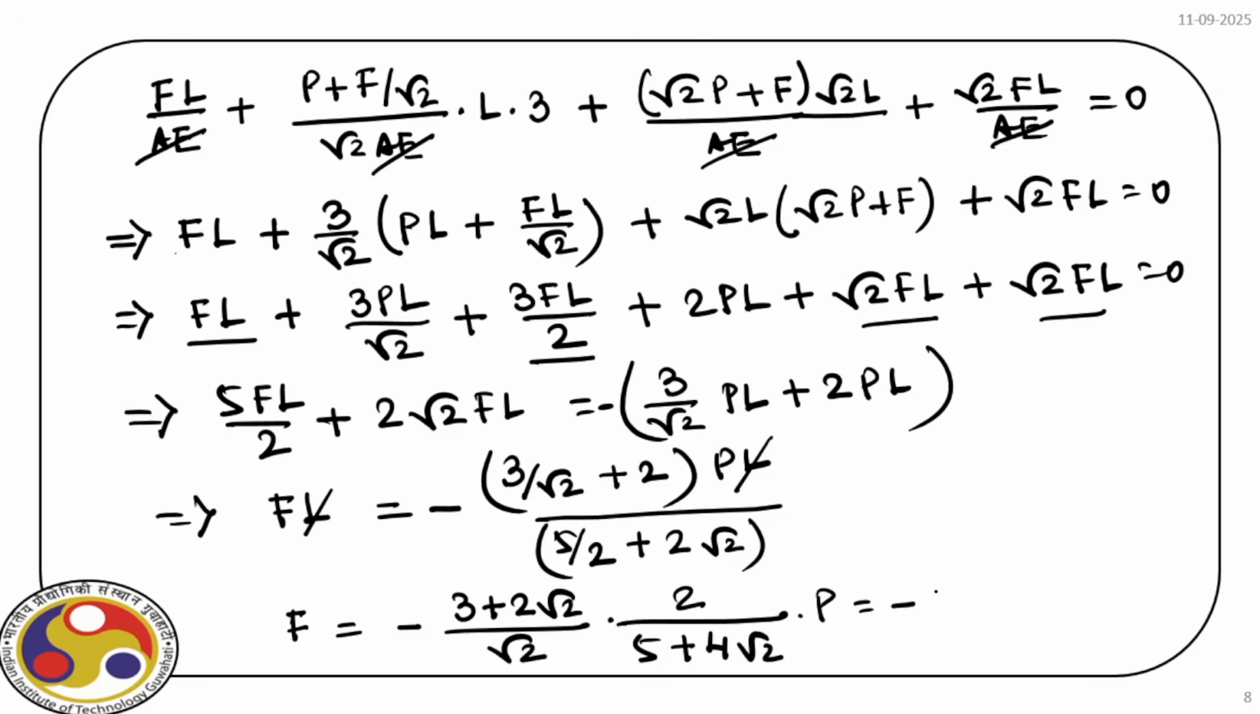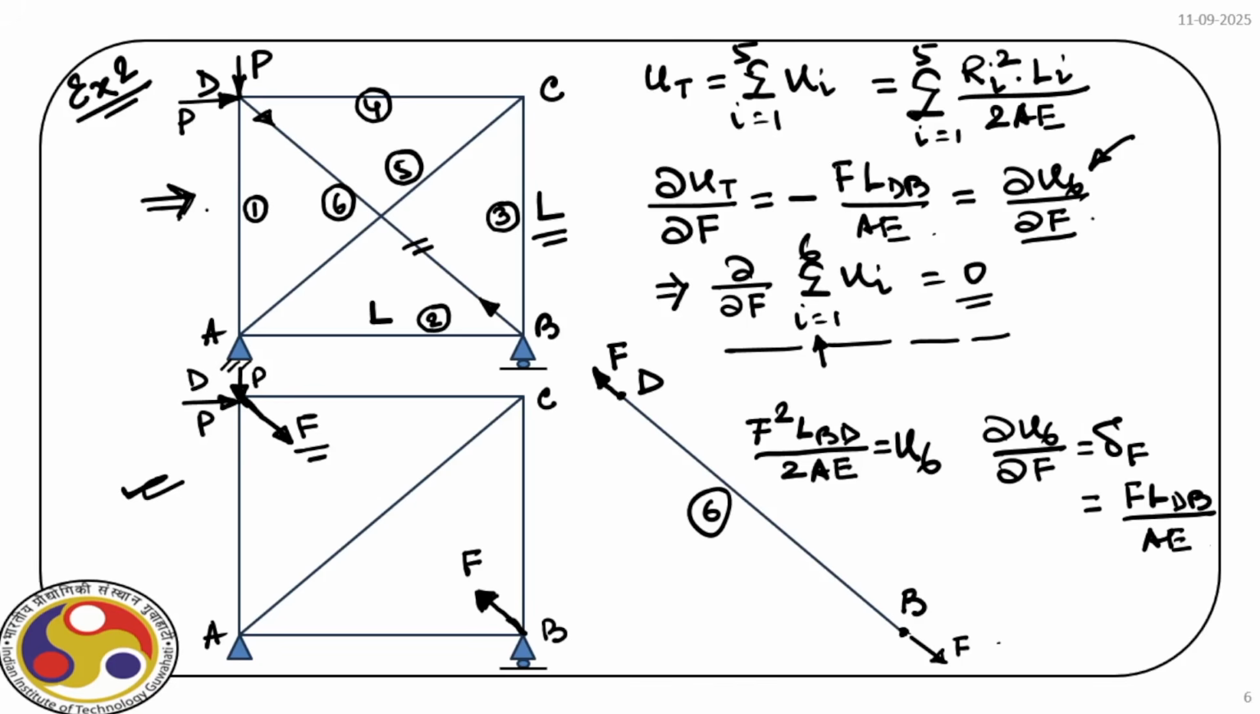So this is root 2 times 3 plus 2 root 2 divided by 5 plus 4 root 2 times P. So we get the expression of the unknown member force for the truss in terms of P. So we have solved this complete problem, and now you have seen how we can use the theorem of Castigliano to solve the indeterminate truss problem, where we have internal indeterminacy and those member forces we can replace with an unknown force, and then using theorem of Castigliano we can solve the complete problem.